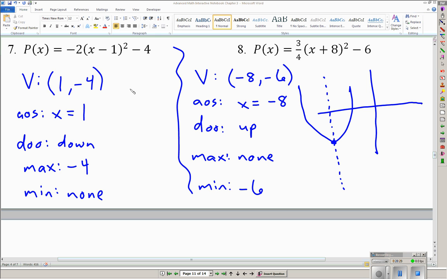Or number 7 here, if this was our graph, it would be 1, negative 4. It's about right there. It opens down. And the axis of symmetry is that imaginary line, x equals 1. Cuts the parabola in half again. Since it opens down, it has a maximum, and the maximum is right there at negative 4. So you've got all the parts of the graph there. You know what they are. You know how they look. And all that came from the equation, which, remember, we completed the square. Half of b squared completed the square, so that will do it.